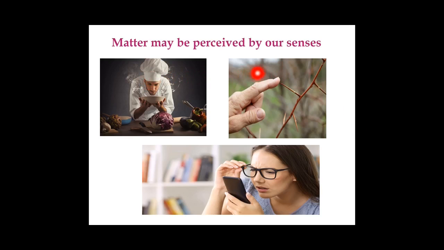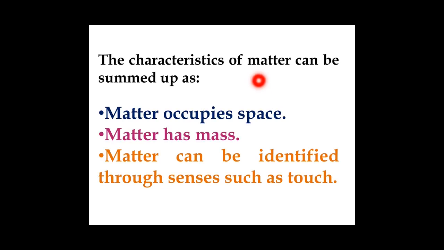Matter may be perceived by our senses, by smell, by touch, or by sight. The characteristics of matter can be summed up as: matter occupies space, matter has mass, and matter can be identified through the senses such as touch.